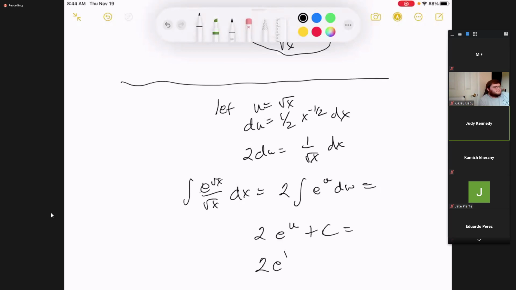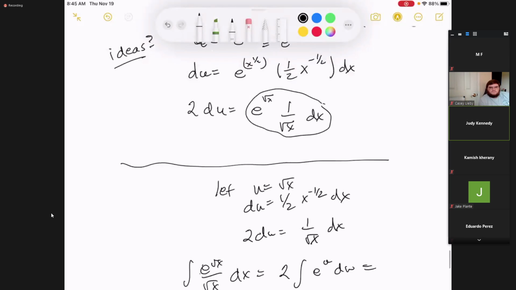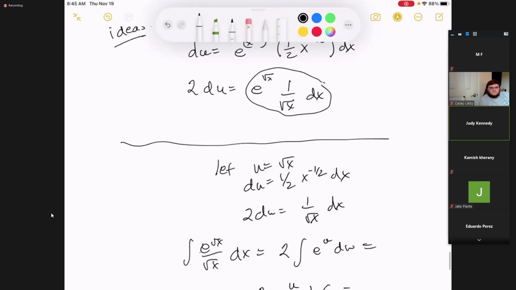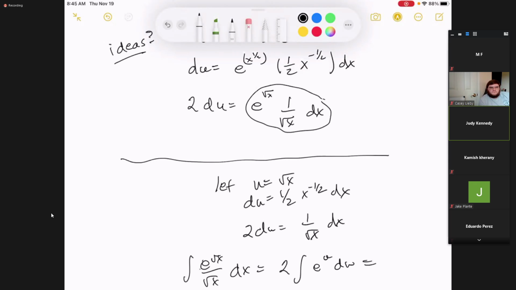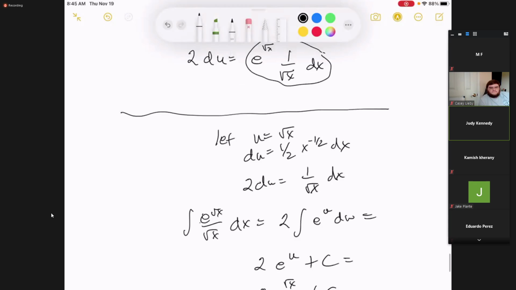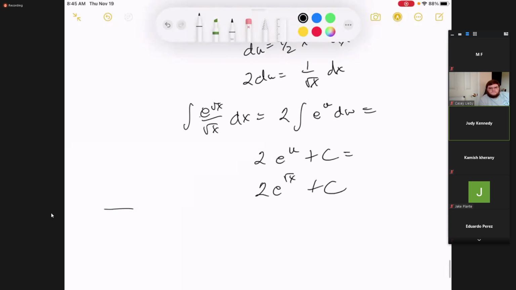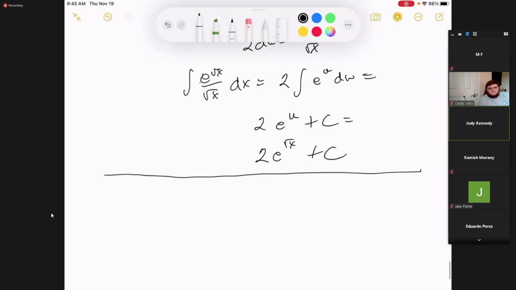Because u was the square root of x. Okay. Yeah, we have this one technique, which is not always going to be applicable. You're going to learn lots more techniques next semester. How am I doing here? Okay. How about this one?